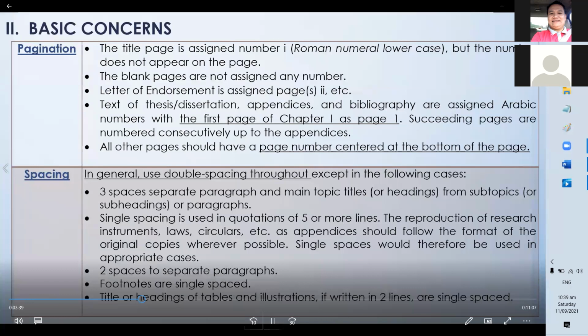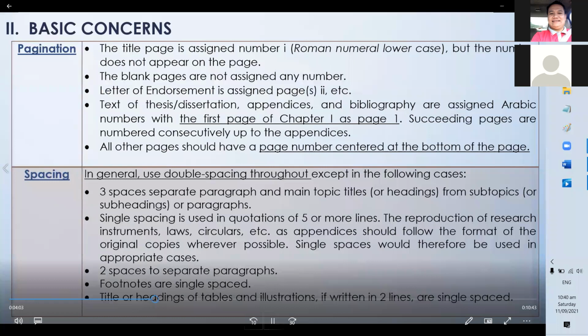The spacing. In general, use double spacing throughout except in the following cases. 3 spaces separate paragraphs and main topic titles from subtopics or paragraphs. Single spacing is used in quotations of 5 or more lines.